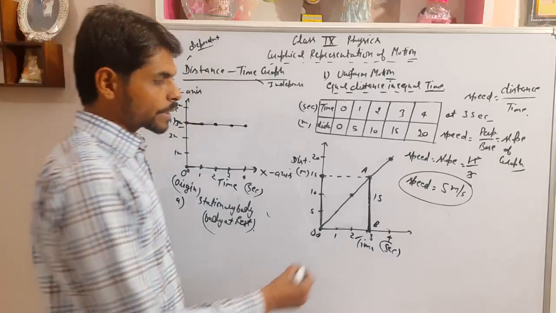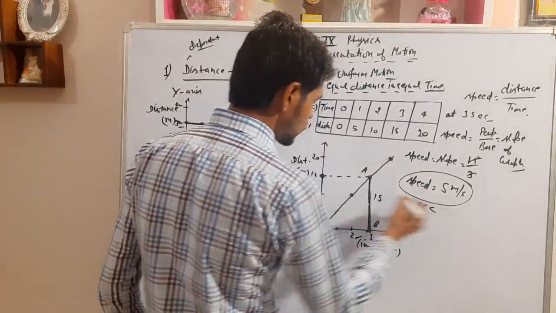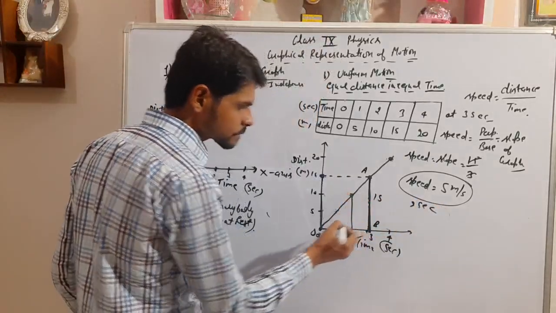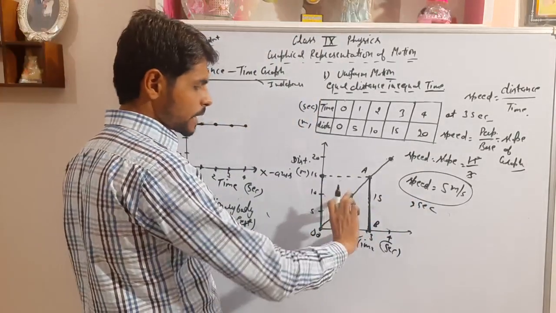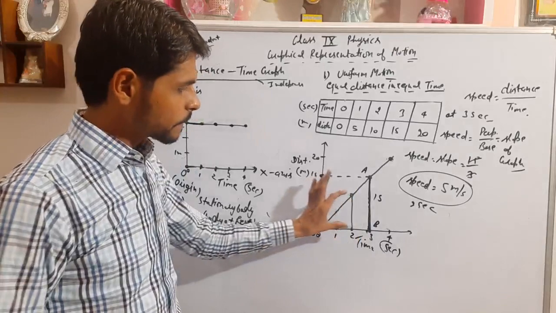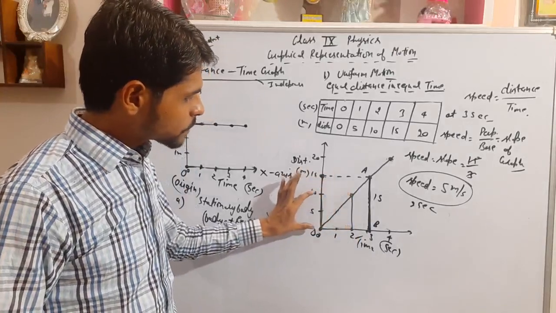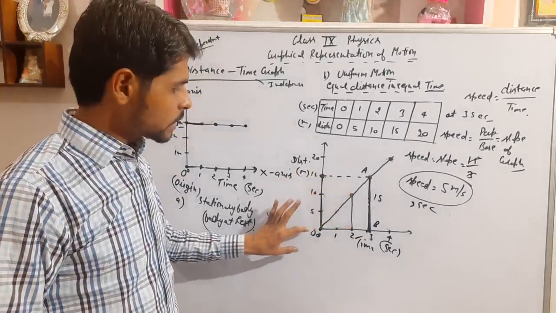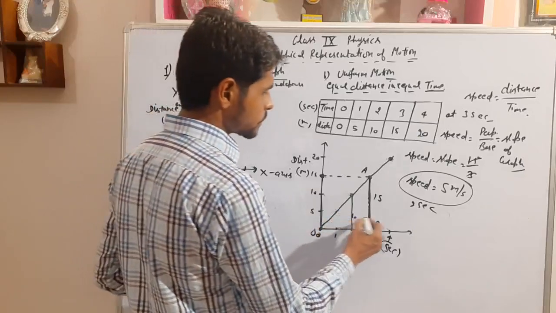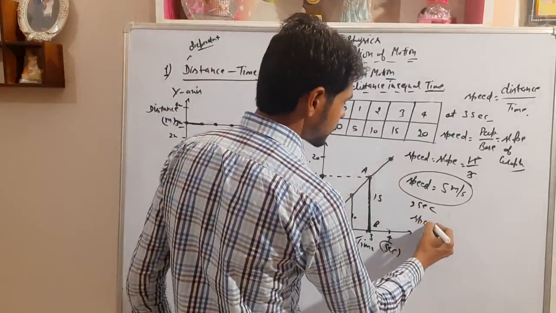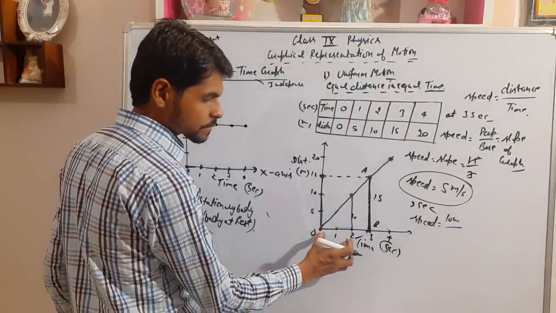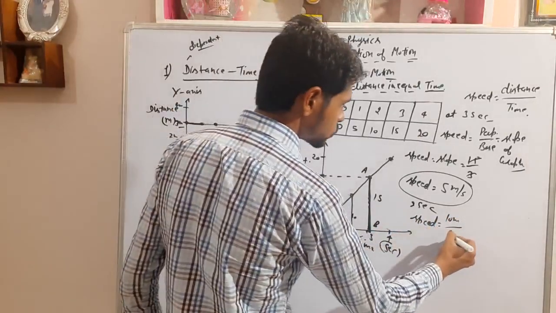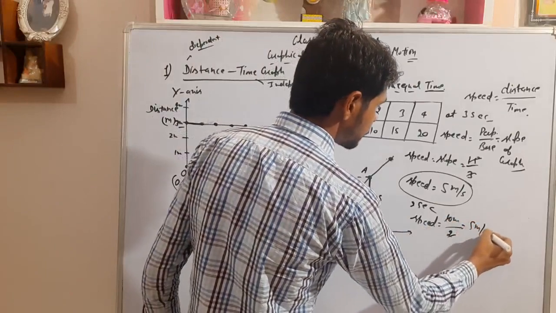So if we want to calculate the speed at 2 seconds, what will happen? We draw a perpendicular at 2 seconds. Okay. We got a triangle. This is the perpendicular of this triangle. What is the length of this perpendicular? Equal to this, that is 0 to 10. So this is 10 meter. And what is the base? Base is this, that is 0 to 2. That is 2. So now it becomes 5 meter per second.